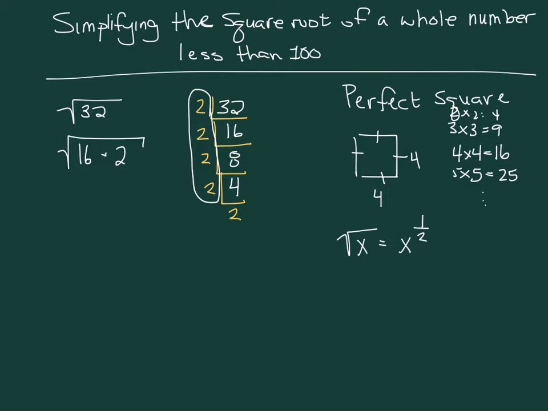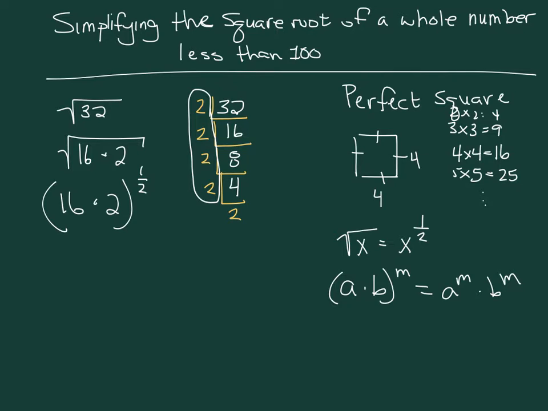Now remember from our previous problem, if I have a times b to a power, that's a to the m times b to the m, right? Well, guess what I can do over here? 16 times 2 all to the 1/2. That's using rule 1. I just use rule 1 right here by creating a 1/2 power, and I've combined it with rule 2 because I have an a term and a b term right here.